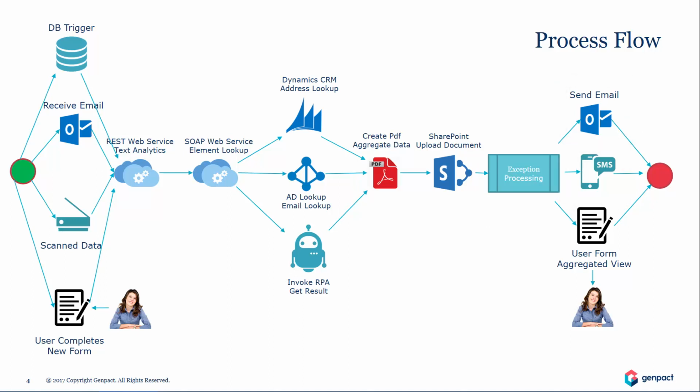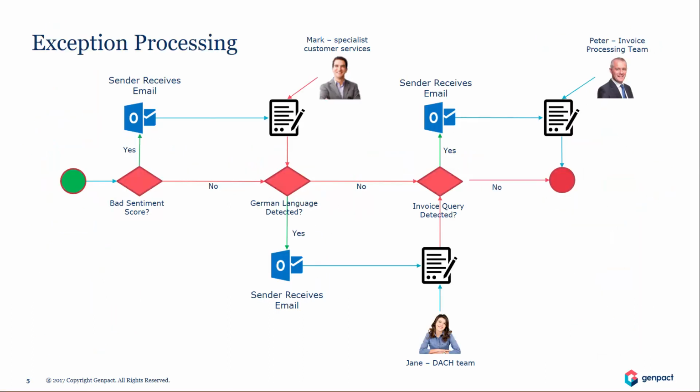If the process was started with a user form, then a task is assigned to that user to show the process completion. Next we come to the exception processing, which relies on the results from the text analytics. The first business rule looks at the sentiment score. A score of less than 50 indicates a generally negative sentiment, in which case a task is assigned to Mark, who's a specialist in customer services, and an email is sent back to the original requester to say so.